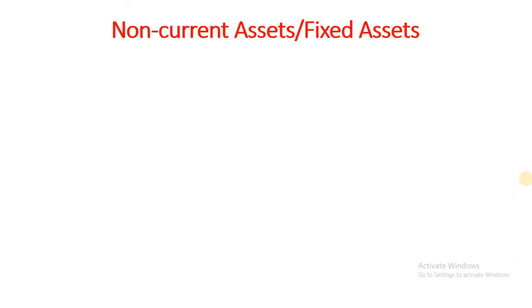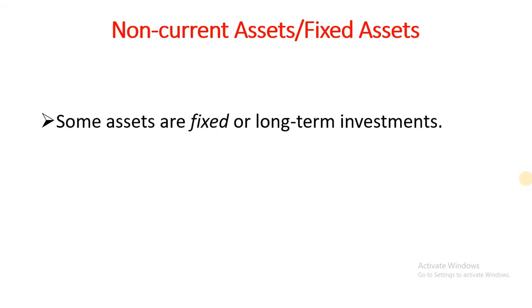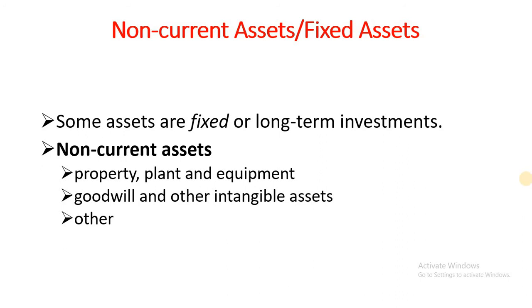Let's look at non-current assets, which are also known as fixed assets, in detail. Assets which are normally fixed or long-term investments are known as non-current assets. They might include property, plant, equipment. Say, for example, Bata Shoe Company Limited uses its property, manufacturing plants, and equipment to convert raw materials to finished goods. We all know that finished goods of Bata Shoe Company Limited are mostly shoes or leather items.